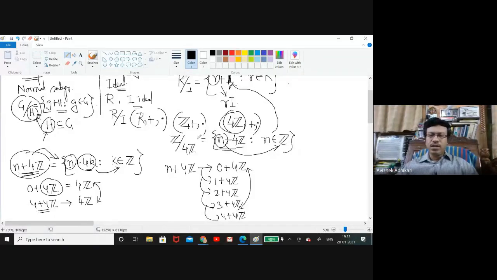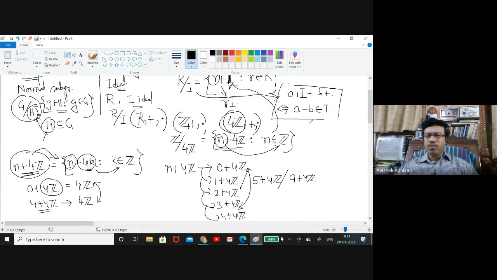Similarly, 1 plus 4Z and 5 plus 4Z are also the same. Similarly, 9 plus 4Z will also be the same. So in a nutshell, a very important observation: if a plus I and b plus I are two elements of this R quotient I, then they are equal if and only if, that is a very important result, a minus b belongs to I. This is a very important result.